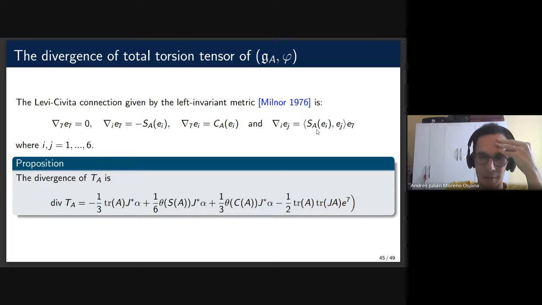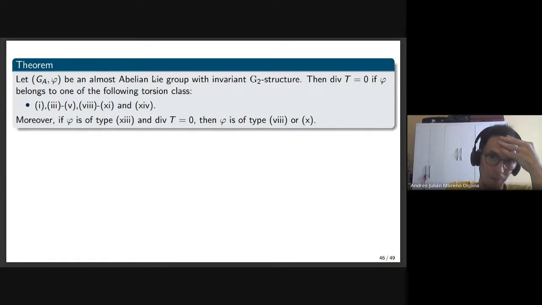So using that remark, we describe, it's an analog of the theorem of Grigorian, some classes of divergence-free torsion tensor if the G2 structure belongs to one of the following torsion classes, right? We just didn't obtain any result for the class 13 and the 15 and the 16, which is with the whole torsion.